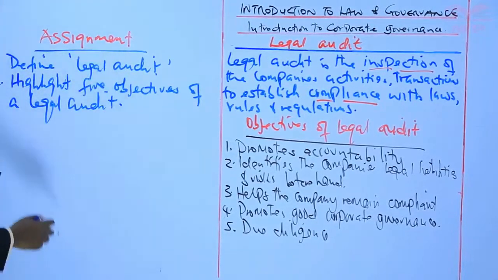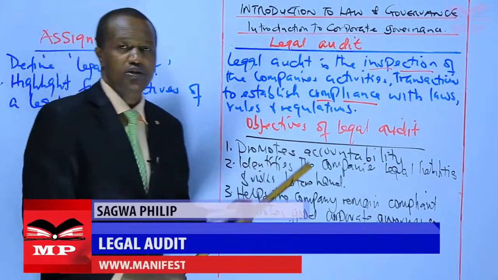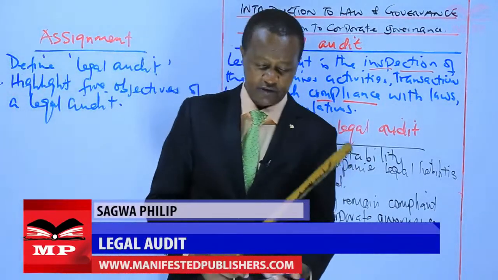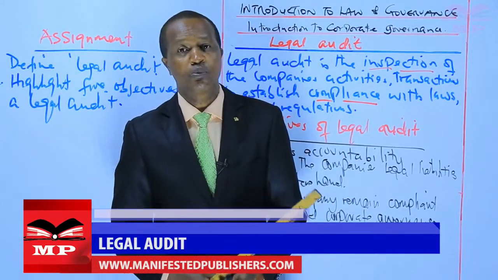One, define a legal audit. Two, highlight 5 objectives of a legal audit. That is your assignment. When answering the question, ensure that you do not directly refer to the notes. See if you can recall what you have learned in today's lesson from your memory.